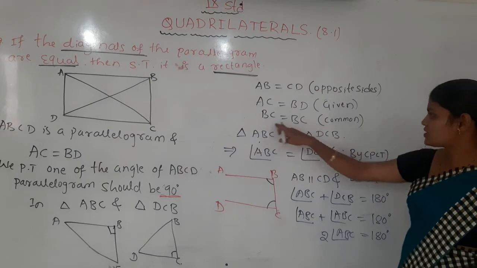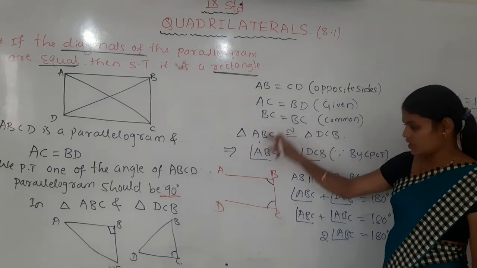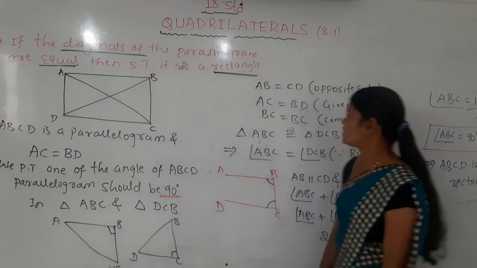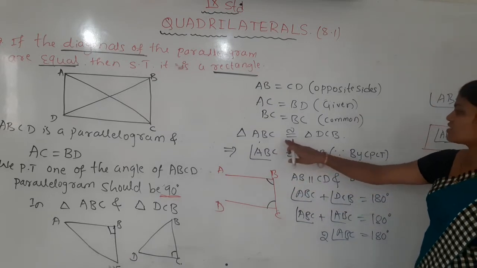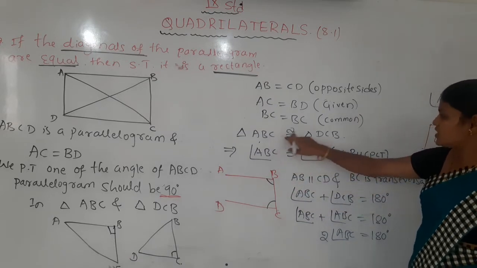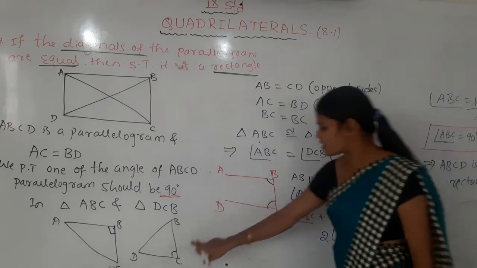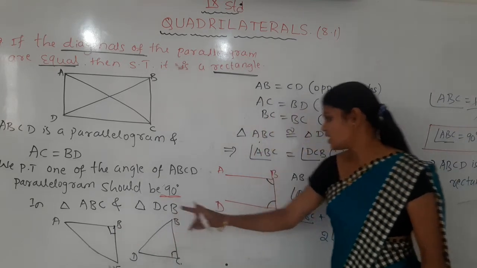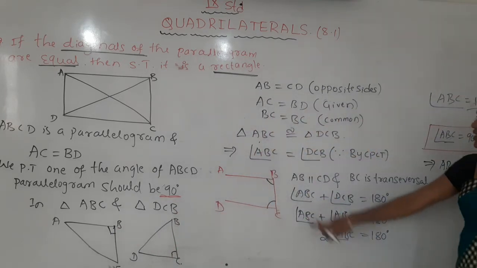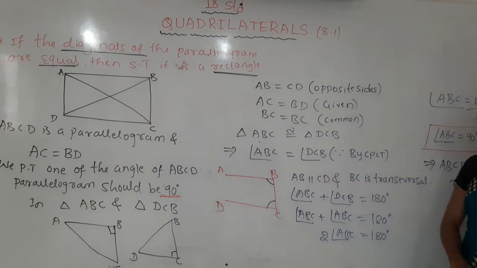And one more thing, BC is common. Yes, BC is common to both the triangles. Then we can say these two triangles are congruent. If these two triangles are congruent, then their corresponding angles are also equal in measurement. Means angle ABC is the same as angle DCB.